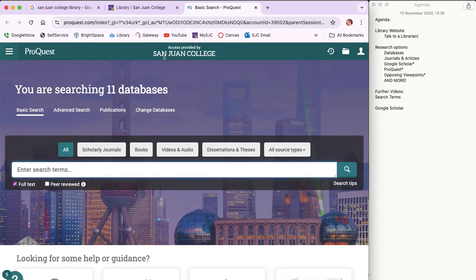So it says that I am accessing this support through San Juan College, and that I have 11 databases that it is giving me access to, which is awesome. That's the pay part. When you look at the fact that we pay not just for tuition for the classes, but we also pay fees. There's always a library fee, and it's going to cover things like all of these databases. So we're going to enter some search terms.